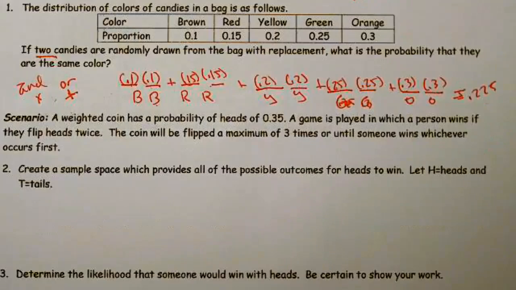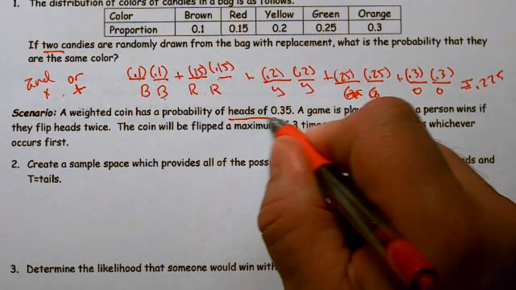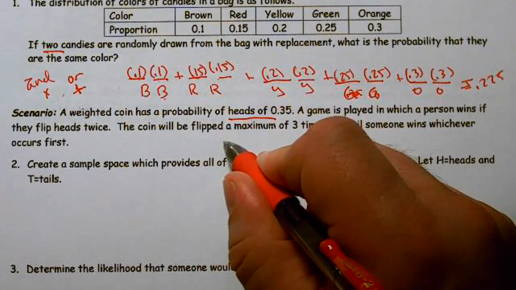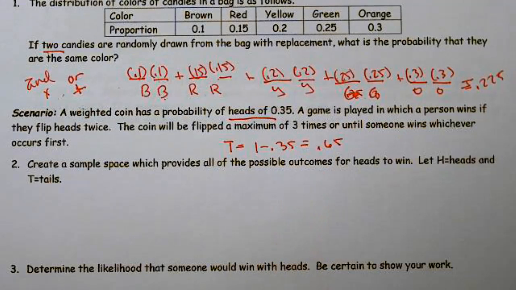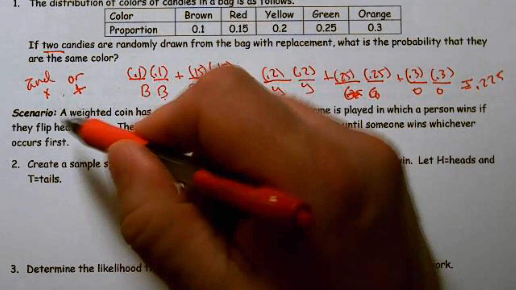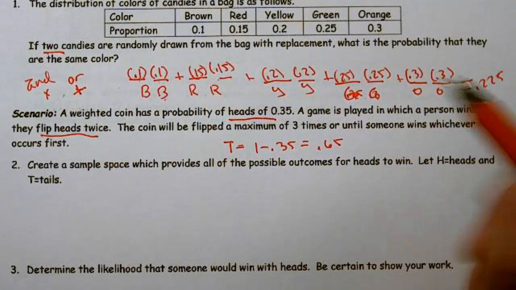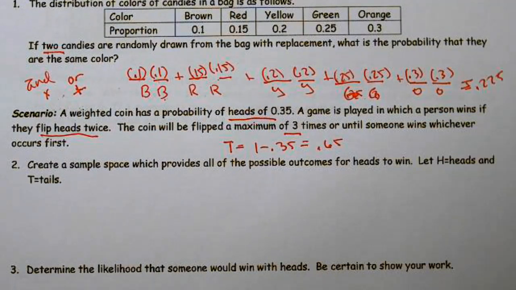The next thing, a weighted coin has the probability of 0.35. So this is probability of heads. If that's the probability of heads, probably need to note that the probability of tails equals 1 minus 0.35, which is 0.65. A game is played in which a person wins if they flip heads twice. So you get to flip heads twice. The coin will be flipped a maximum of 3 times, or until someone wins, whichever occurs first, okay? So create a sample space which provides all the possible outcomes for heads to win.